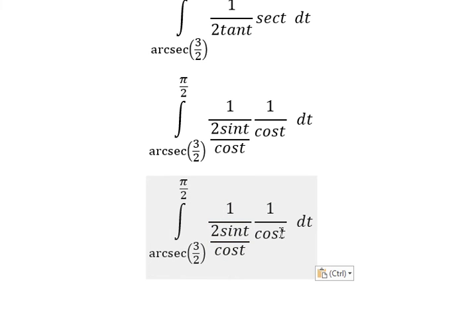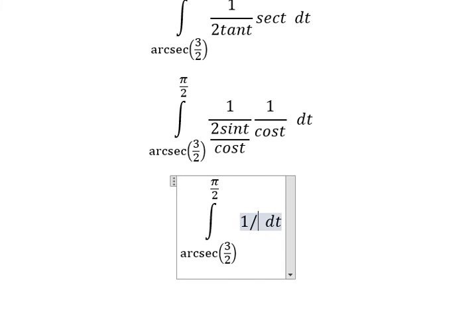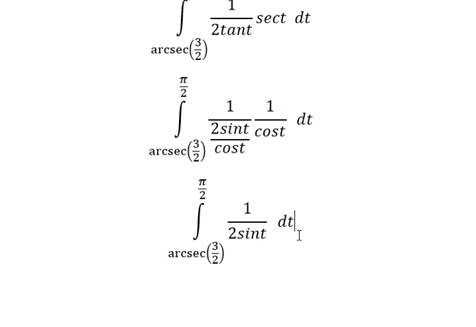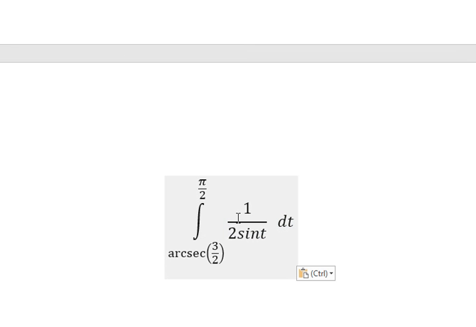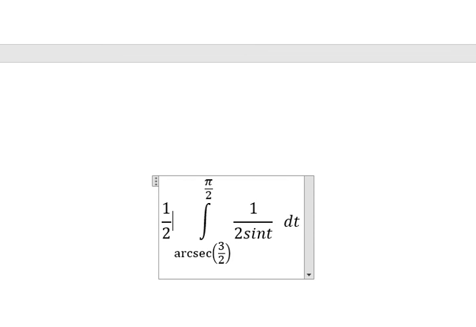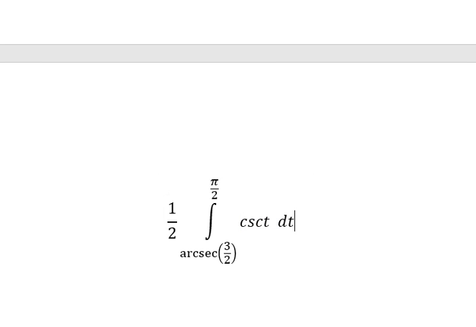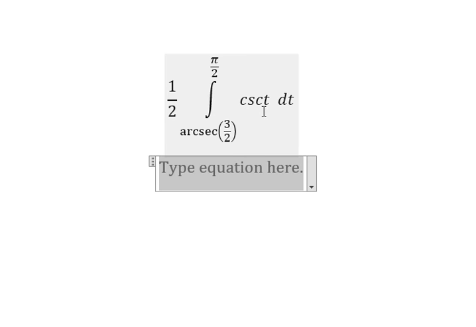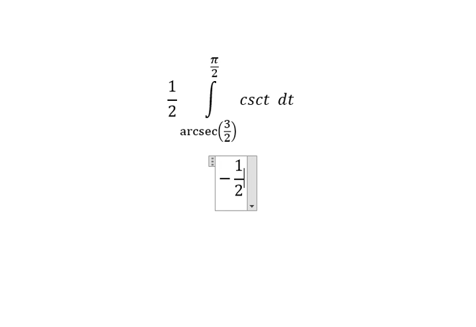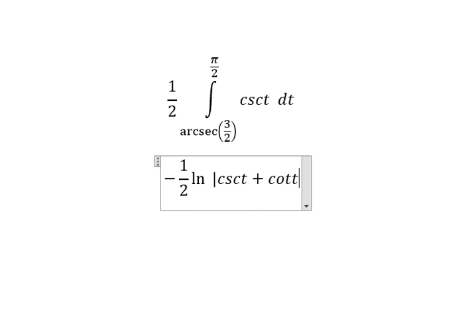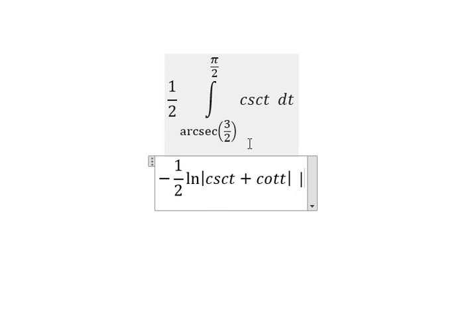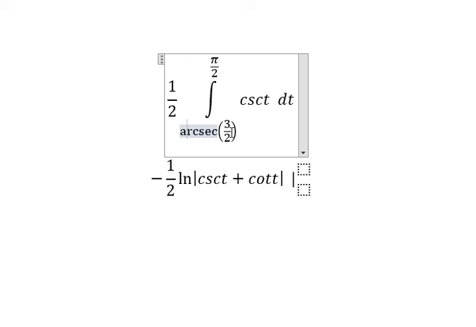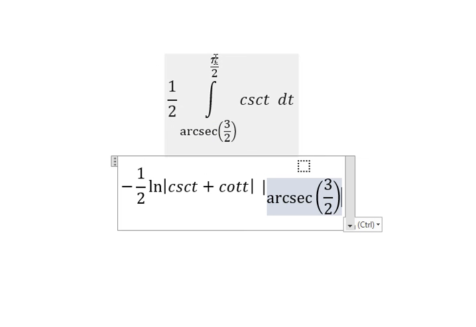We simplify cosine t, and we have 1 over 2 sin t. And now we put 1 over 2 in here. Sin t, in this situation, we change to cosecant of t. And now we have the final answer. The integration of cosecant of t gives negative ln of the absolute value of cosecant of t plus cotan t, and we put the bounds from arcsecant of 3 over 2 to pi over 2.